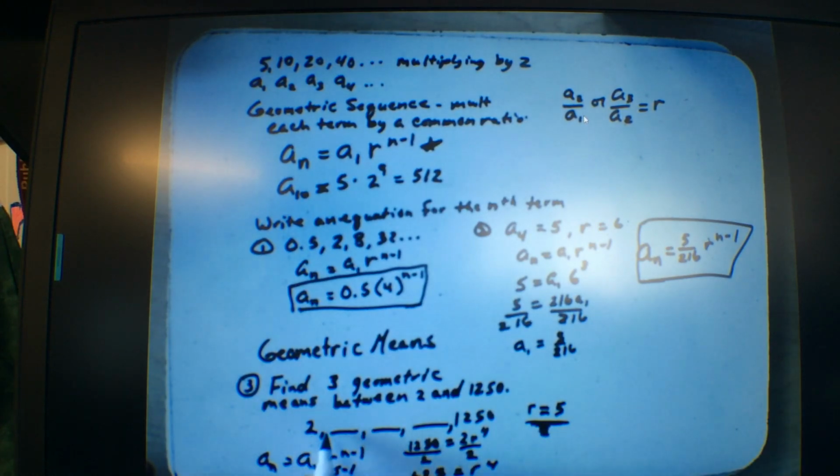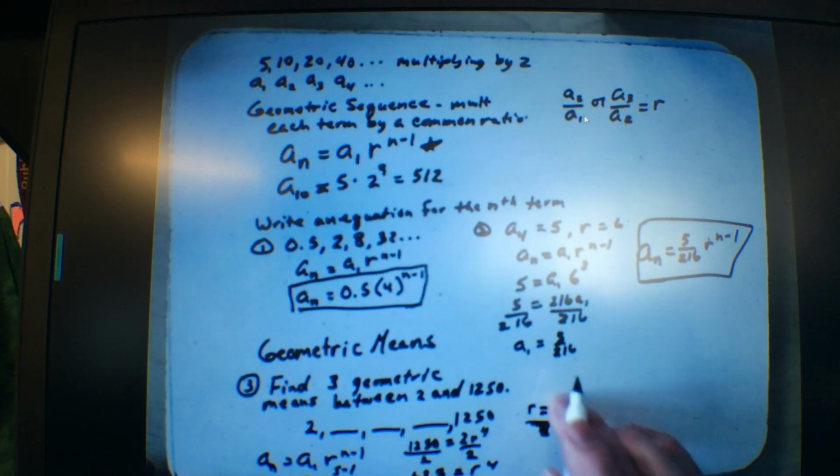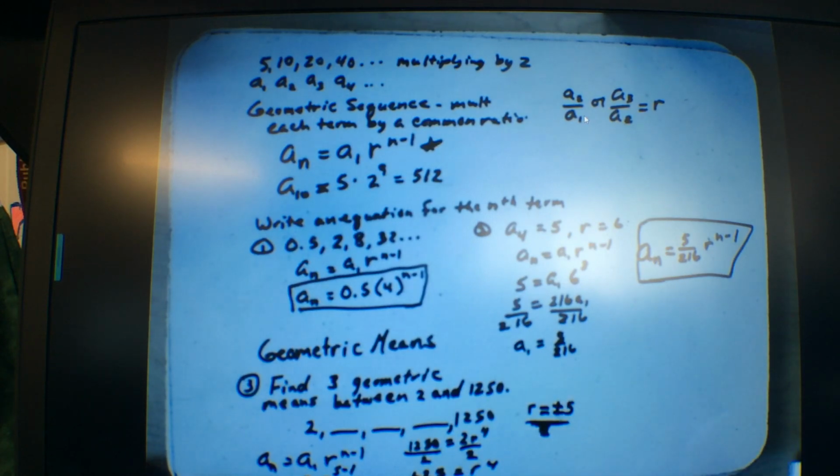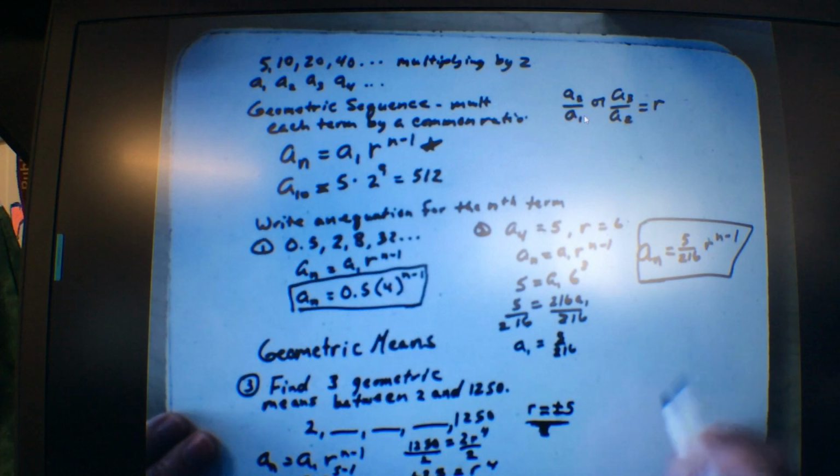That means I'm going to take 2 times 5 and get what? 10. Oh, wait a minute. Whoa, I forgot something. This is an even power, right? So it's plus or minus 5. Goodness sakes, I forgot that. Why? Because the numbers can be positive or negative. If you take a negative 5 times itself 4 times, you still get a positive 625. So my common ratio has 2 answers.